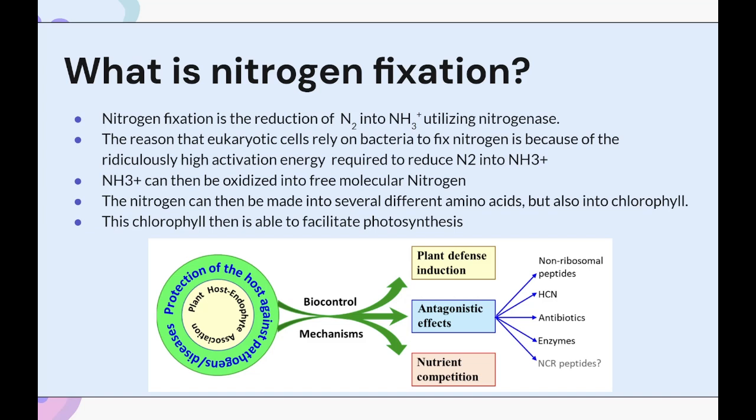So how exactly does it do this? Well, nitroplasts use nitrogenase, which is an enzyme that lowers the total activation energy required for the reduction of N2 into NH3 or NH4+. And this is extremely necessary because the formation of ammonia from molecular nitrogen and hydrogen has extremely high activation energy, which most of the time under normal conditions can't be met by the cell.